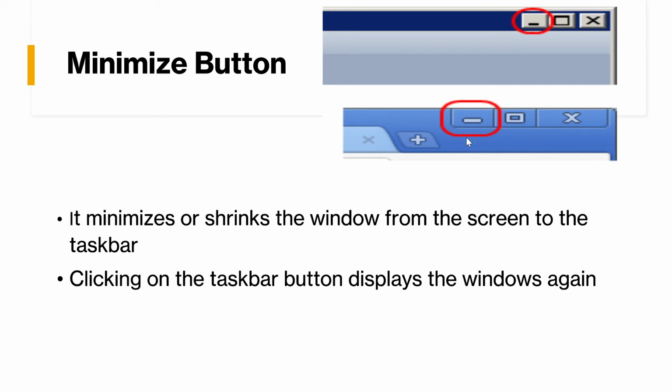Now what is the minimize button? It minimizes or shrinks the window from the screen to the taskbar. From the screen it will minimize and come in the taskbar. So it will minimize or shrink the window and will come down. Clicking on the taskbar button displays the window again. When you click the button again, you can see the window again.